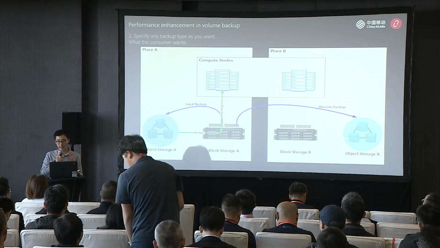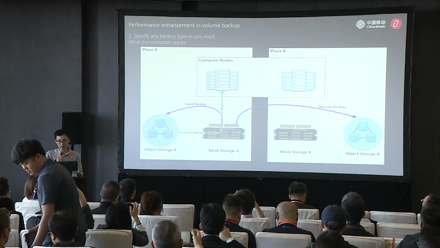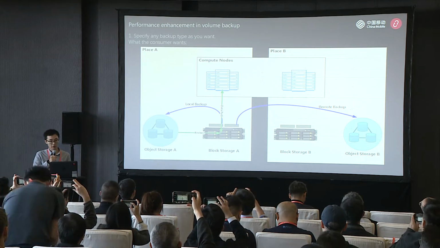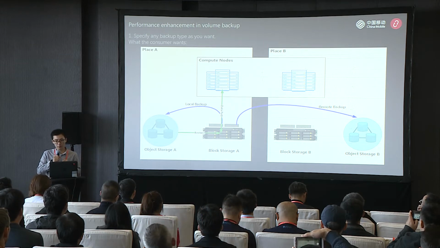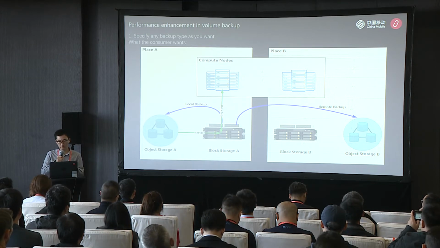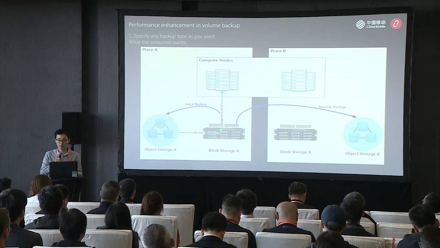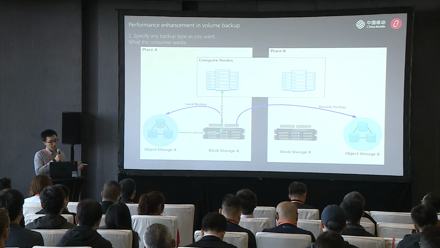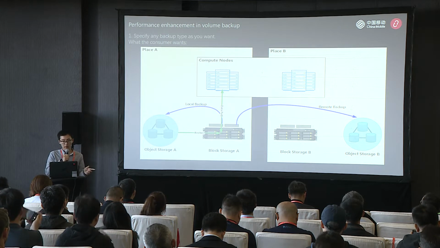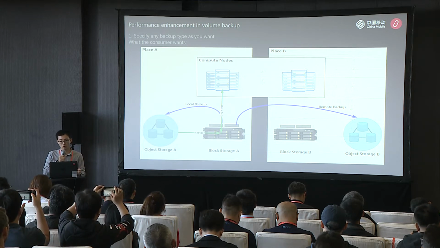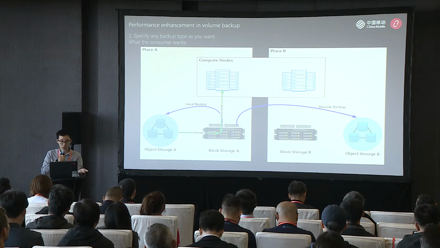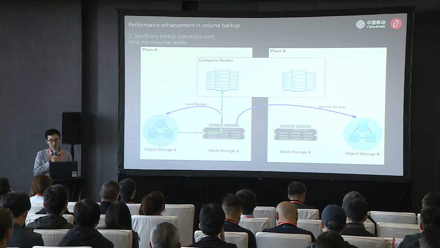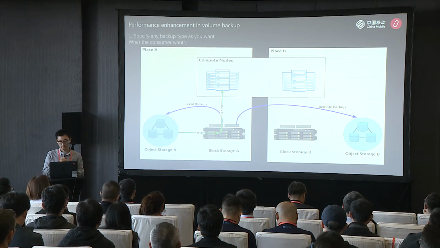We have 3 steps to do the enhancement. Step 1, you can specify any backup type as you want. This may not be easy to understand. Let's first look at what the customer wants. This picture shows the most basic requirements. Volume backup on object storage A. When you do restoring, just get it back and start the instance on place A.